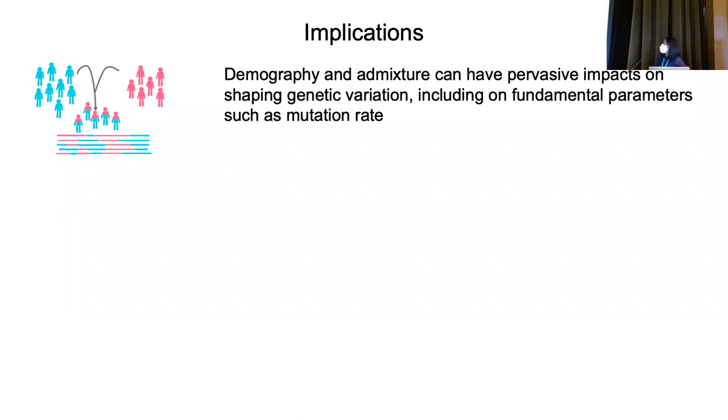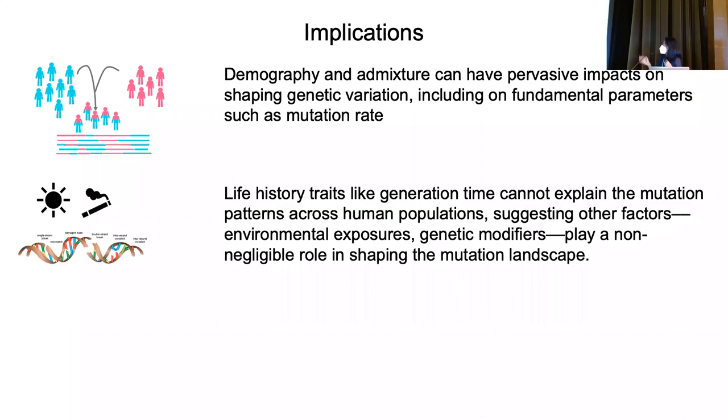So in summary, this analysis has a number of implications. First, it suggests that demography and potentially admixture can have pervasive effects. They can even have effects on mutation rate, which we often assume is very similar across human populations. Life history traits like generation time cannot explain the patterns of differences that we see across populations or over time. And this suggests that potentially there are other factors, like environmental exposures and genetic modifiers, that might also play a role in shaping the mutation landscape.